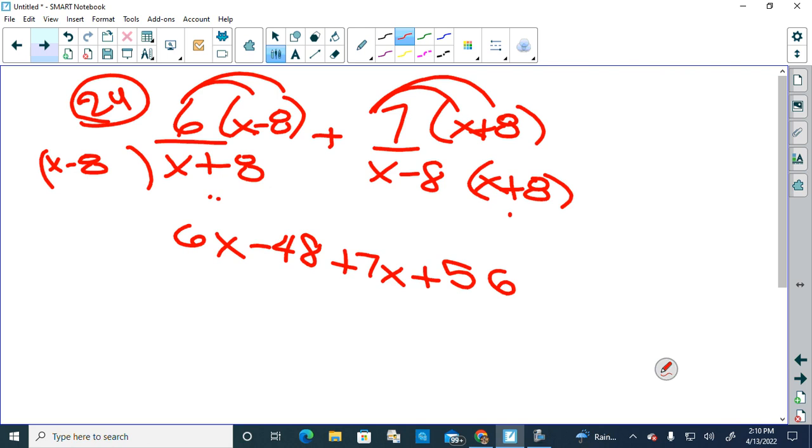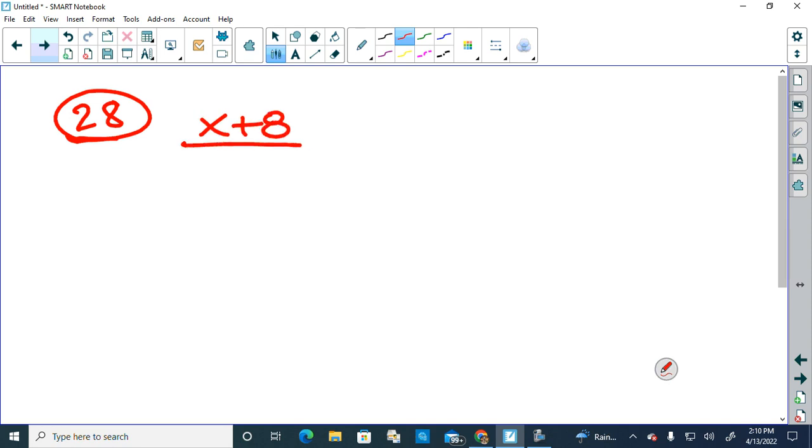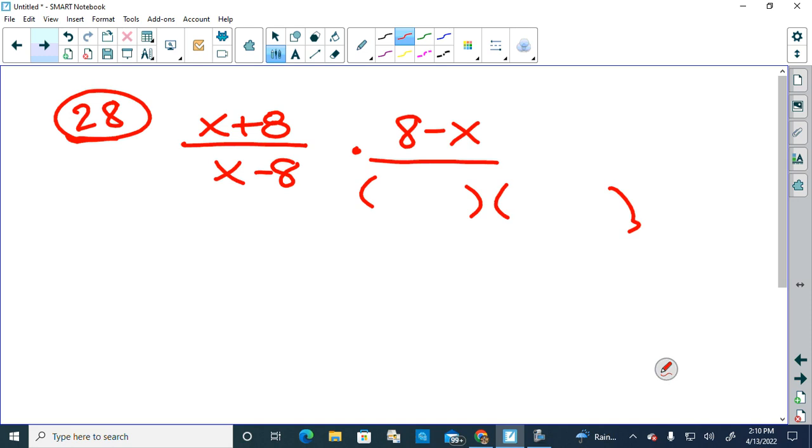Okay, so 28, division, and it's one where the x is getting flipped. Number 28 is x plus 8 over x minus 8. And then I'm going to flip it. So it's keep, dot, and then this is what would be at the top now. At the bottom it was x squared minus 64, so I need to break it down. That would be x plus 8 and then x minus 8.